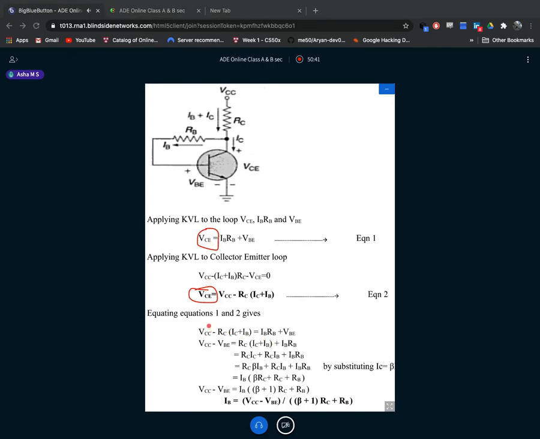Because in both the equations 1 and 2 we have VCE, what we are doing is equating the RHS of these two equations. So I guess you people will understand this much, right? I hope you people are having no doubts here.